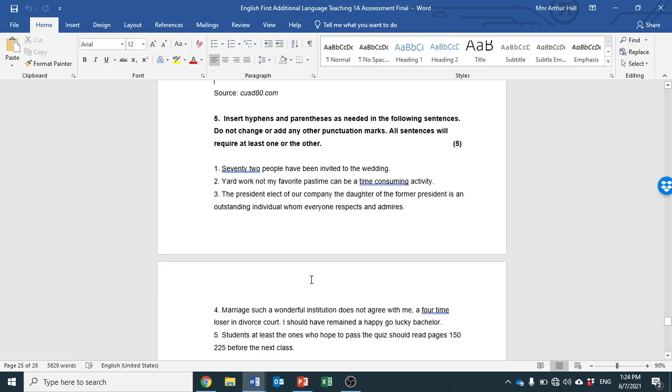Number 3, the president-elect for our company, the daughter of the former president, is an outstanding individual with whom everyone respects and admires. Start with your hyphen. President-elect is one concept, so therefore it takes a hyphen. Let's see if there's nothing else. Okay, there's nothing else. We need to separate those 2 sentences.